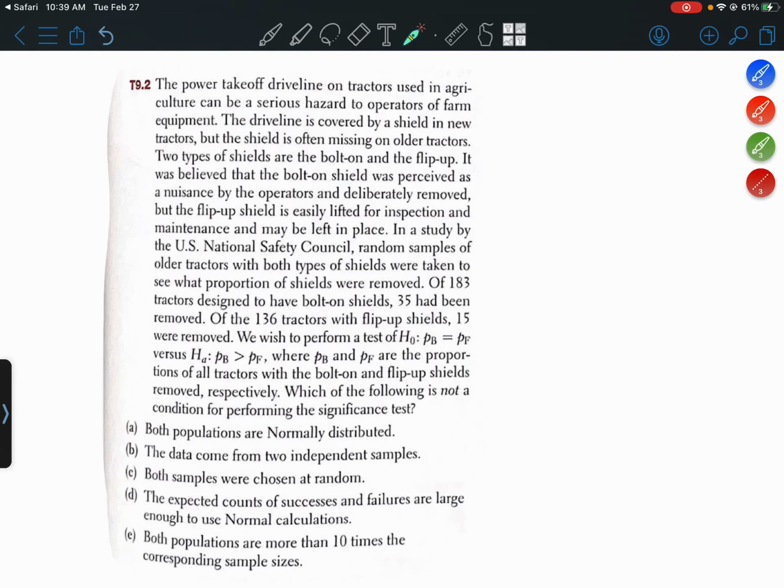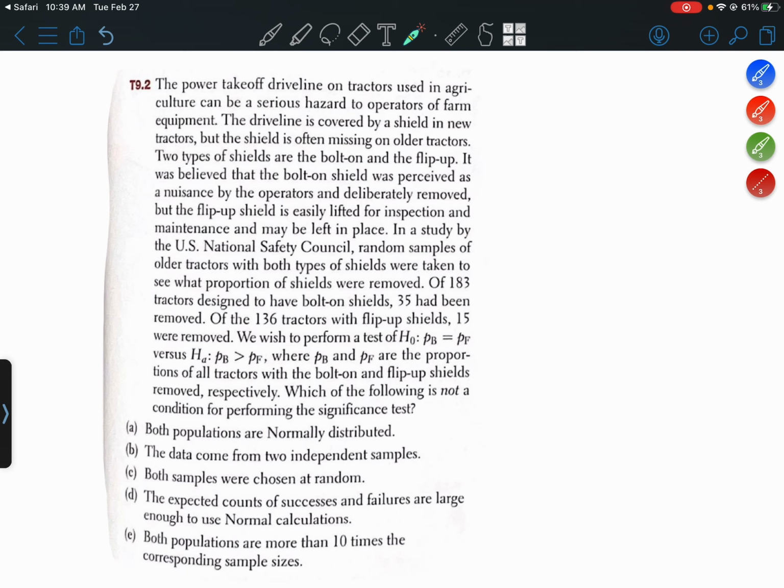T9.2. The power takeoff drive line on tractors used in agriculture can be a serious hazard to operators of farm equipment. The driveline is covered by a shield in new tractors, but the shield is often missing on older tractors. Two types of shields are the bolt-on and the flip-up.